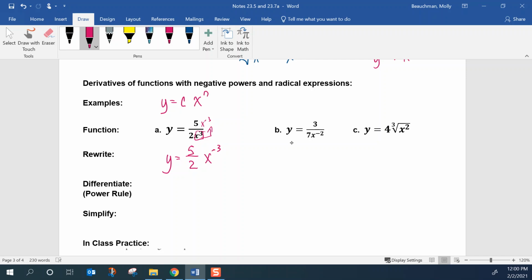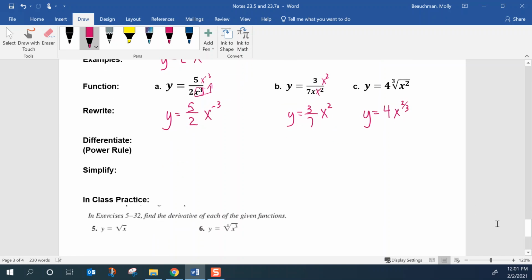The next works the same way. Y is equal to, we don't want x in the denominator of a fraction. To put it in the numerator, that becomes x squared. So that's going to be 3/7 the constant times x squared. Last example, to rewrite y is equal to 4 times the cube root of x squared, rewrite x as a fractional power. So that would be x to the power of 2/3. Since I've rewritten each expression in the format some constant times x to a power, now we can use the power rule to take the derivative.